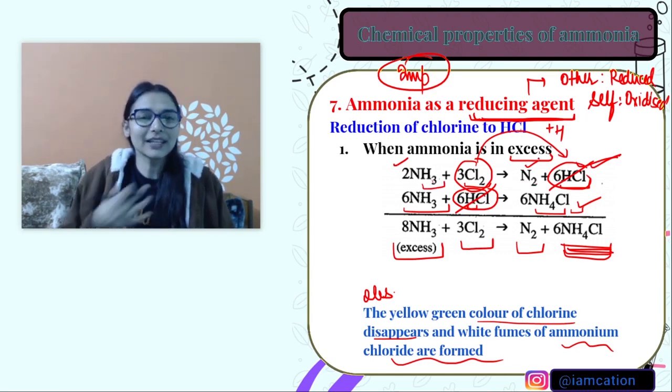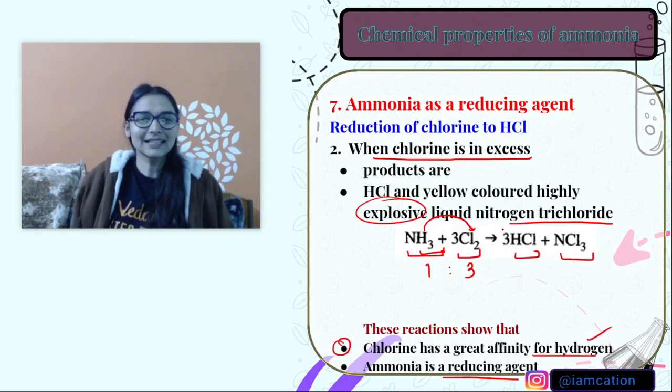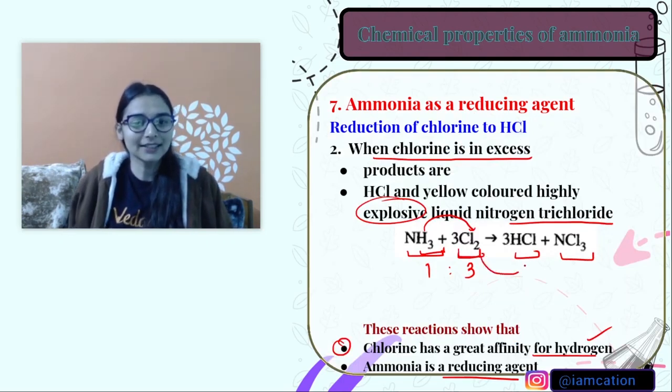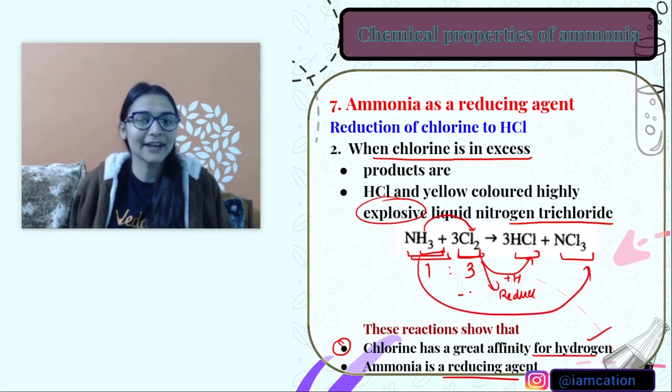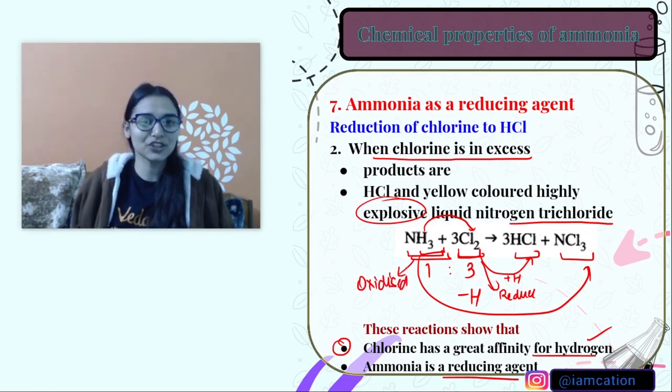So what is it doing? It is doing self oxidation. Right, so this is how you can see these reactions. Chlorine is added with hydrogen, that is reduction. So chlorine is reduced by ammonia, which acts as a reducing agent, and it is itself getting rid of the hydrogen. It means it is itself getting oxidized and reducing the other species. So it is acting as a reducing agent.